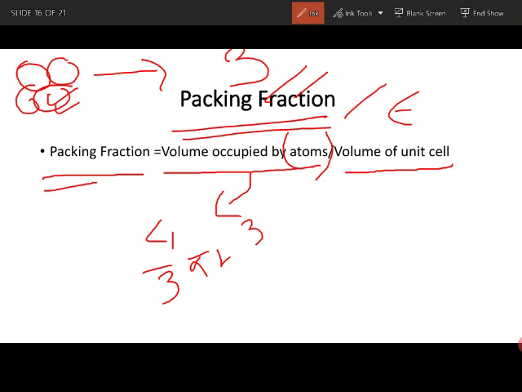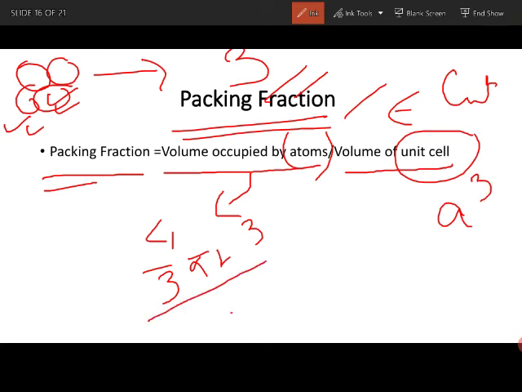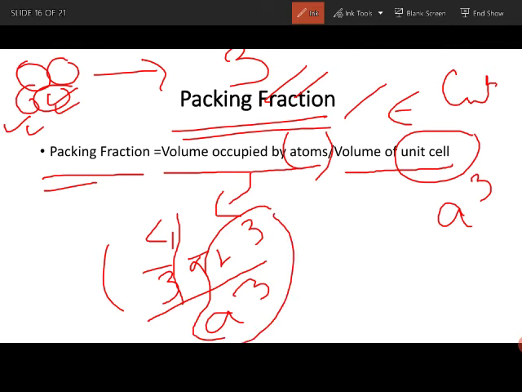Got it? And the unit cell is a cube. What is the volume of a cube? It is side cube, a cube. Now I will divide this by a cube: 4 by 3 pi r cube divided by a cube. Now see, these parameters you can solve. Take a screenshot. The only issue is that there is r and there is a cube here. Now we have to make it similar. How will we make it similar?